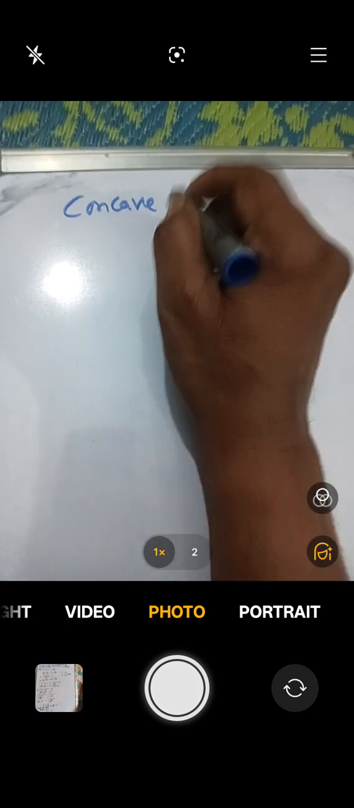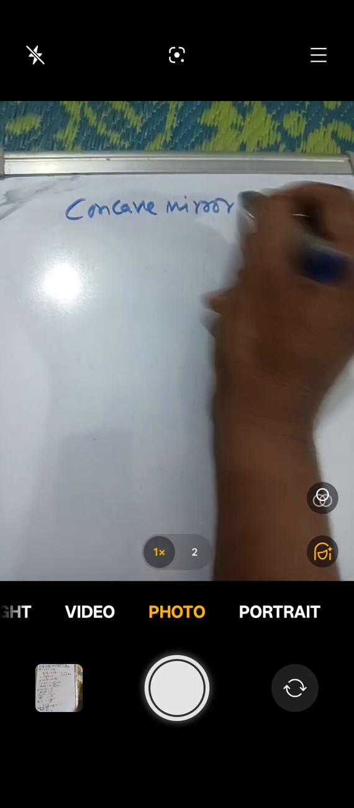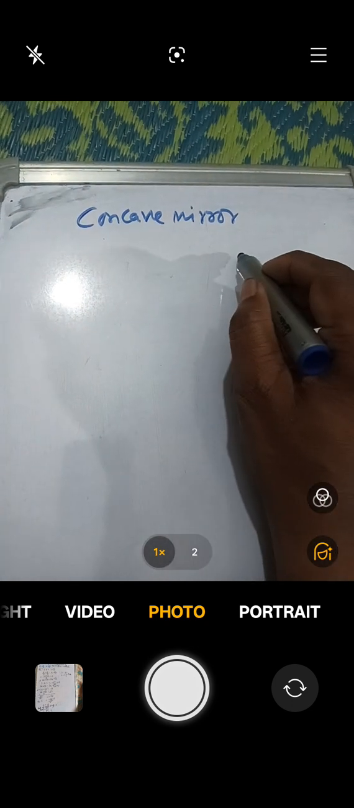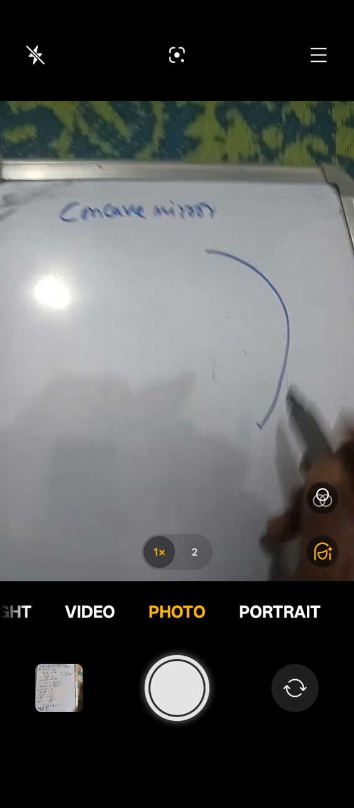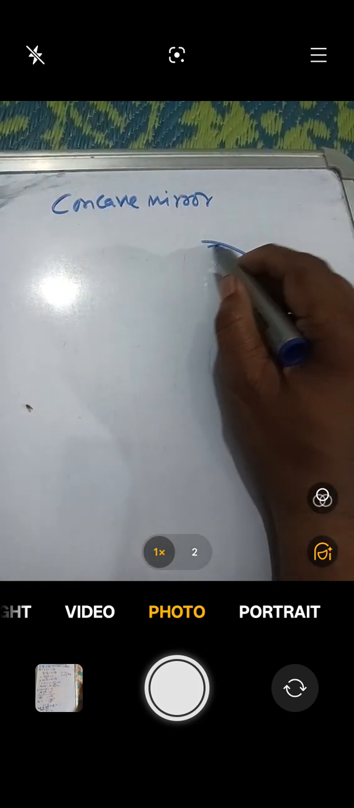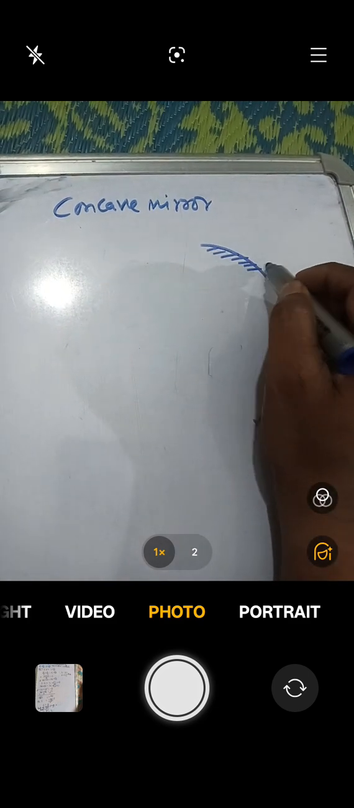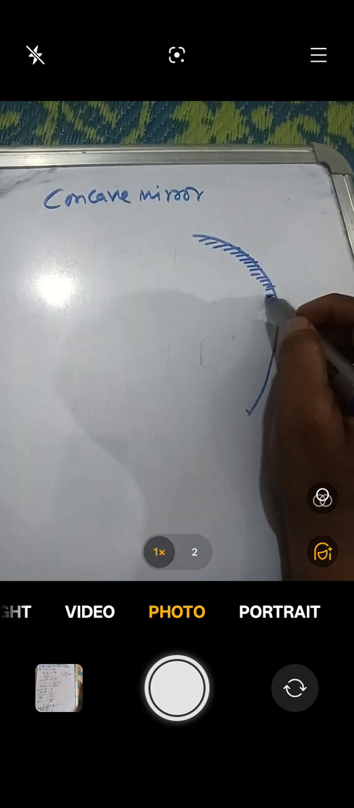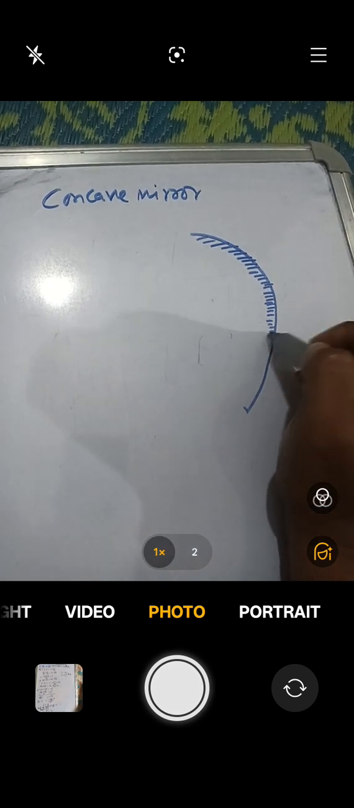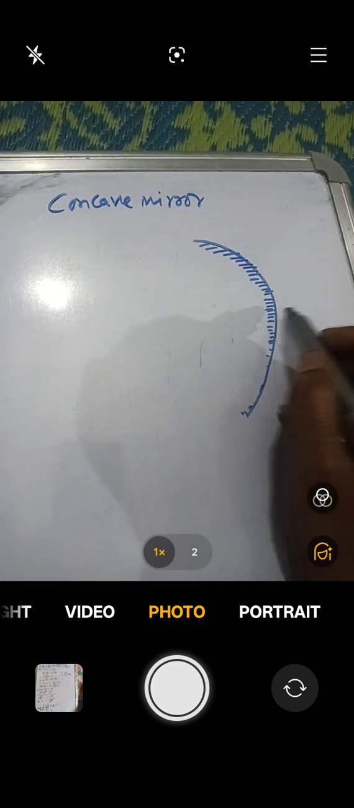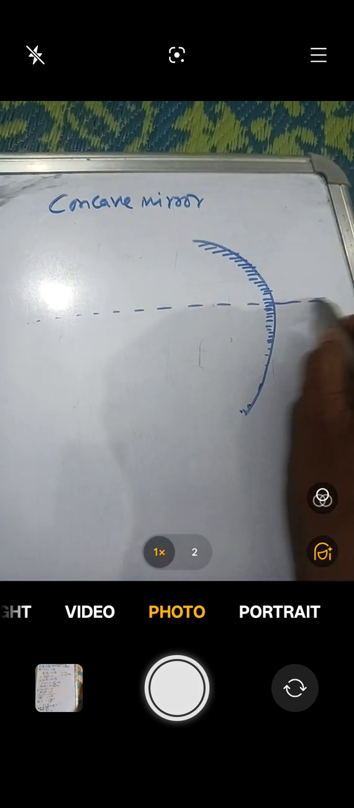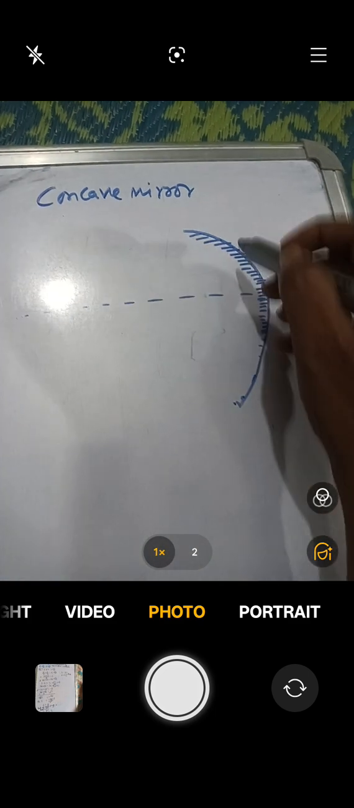What is a concave mirror? Concave means bent in. A concave mirror is like this, in which we have a reflecting surface on the inner side. There is an imaginary line passing through the middle of the mirror, dividing it into two parts.